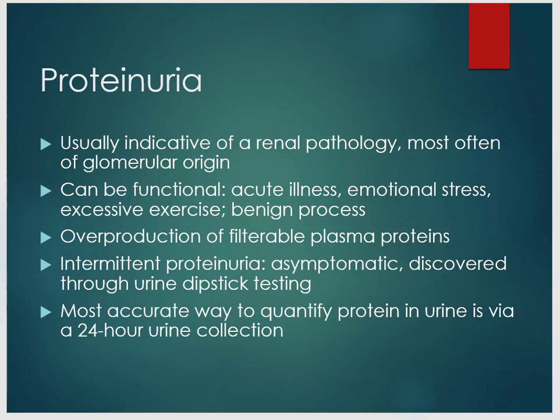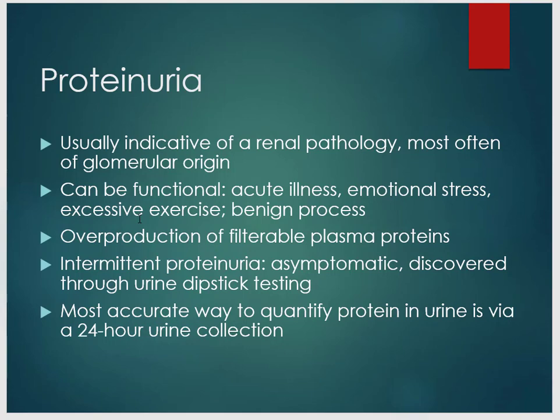Okay, let's talk a little bit about proteinuria, which usually indicates a renal pathology versus a lower urinary tract issue and originates in the glomerular system. It can be functional and caused by an acute illness, emotional stress, excess exercise, or a benign process. It can also be the overproduction of plasma proteins.